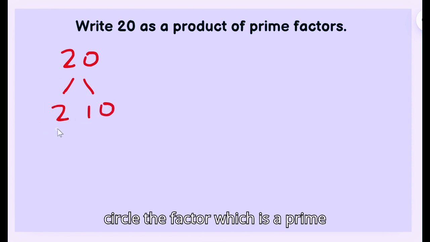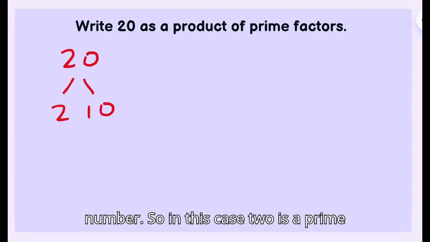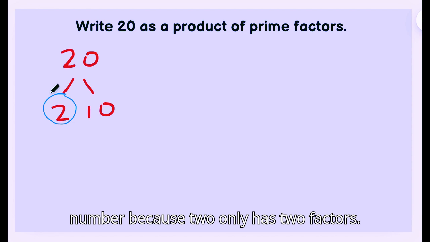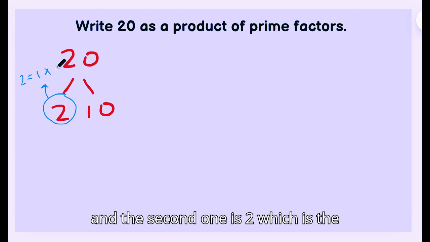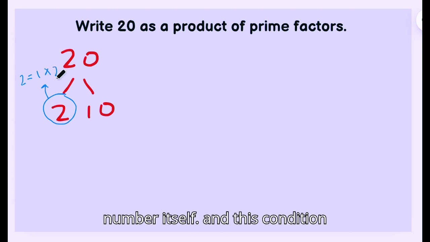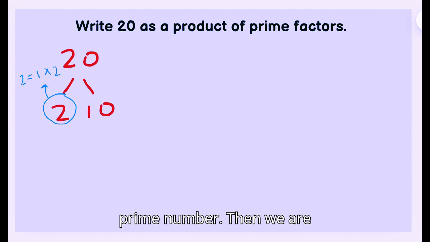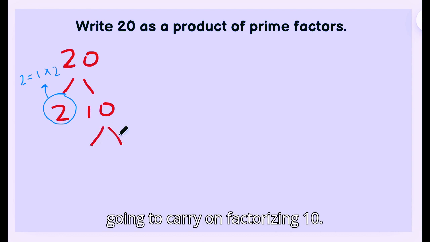Then I'm going to circle the factor which is a prime number. So in this case, 2 is a prime number because 2 only has two factors. One of the factors is 1 and the second one is 2, which is the number itself. And this satisfies the condition needed for a prime number. Then we are going to carry on factorizing 10.